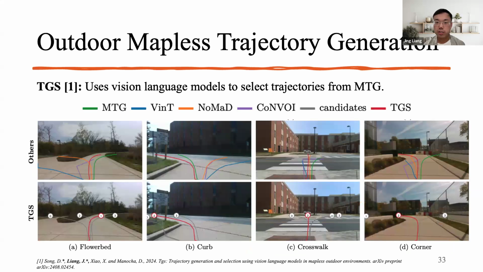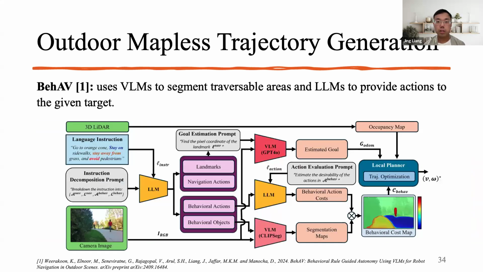This is a result of TGS, and the second row shows the trajectory selected by TGS in red, and all other MTG-generated trajectories are in gray. We can see that it handles the navigation very well in most of the scenarios, especially in detecting the traversabilities and also the crosswalks. To further evaluate the capability of VLMs in traversability analysis in Behave, we use VLMs to segment traversable areas in the input image and use large language models to provide actions to the given target.